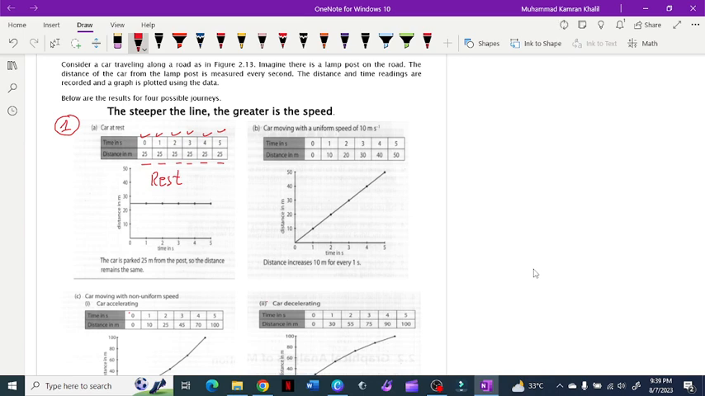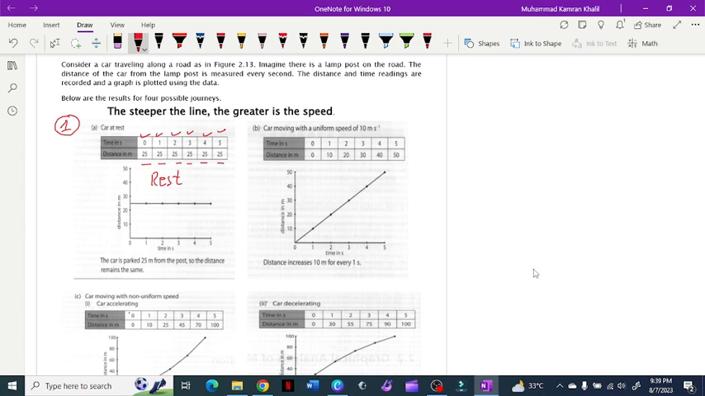It is not moving. The best example related with this situation is that you are at a red light and waiting for the red light to turn green. So the distance already covered, as shown by the speedometer, will remain the same while the time passes on.